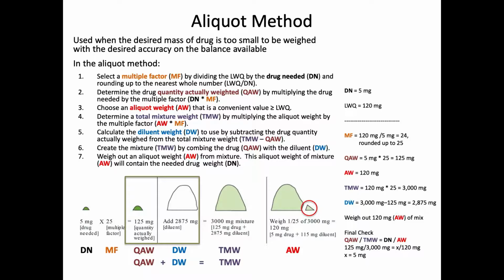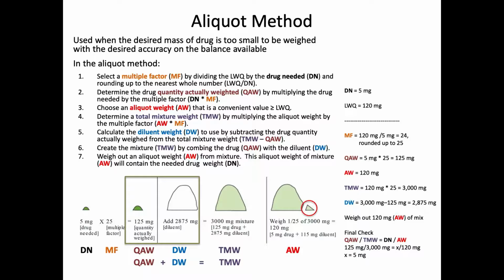We have 125 milligrams in our 3,000 milligrams of mixture. Set that equal to some unknown amount of actual drug over our aliquot weight, because remember, of that total mixture, we only weighed out 120 milligrams. So if you take 125 milligrams times 120 milligrams and then divide that by 3,000, you see that X equals 5 milligrams. Remember, our 120 milligrams of aliquot was designed to only give us the drug we needed, which is 5 milligrams. All right.